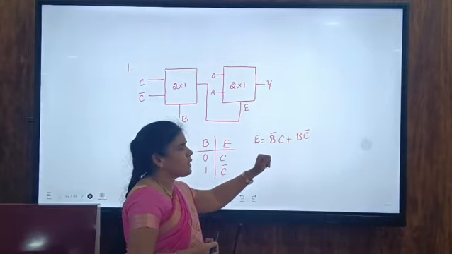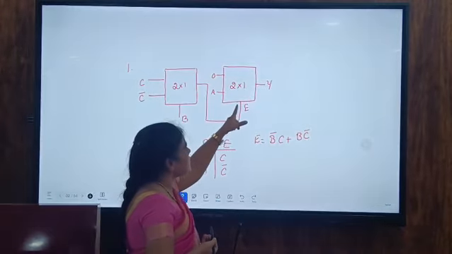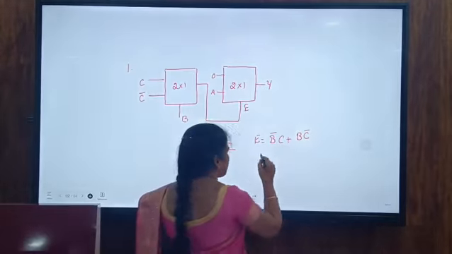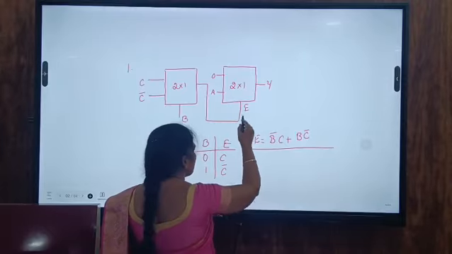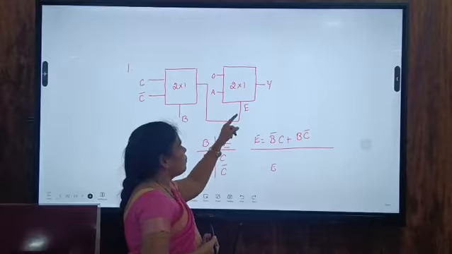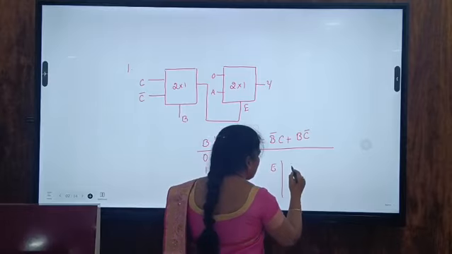So we can write B bar C plus BC bar. So this is the selection line for the second one. Okay, now we will solve the second one. In the second one, E is the selection input and Y is the output.